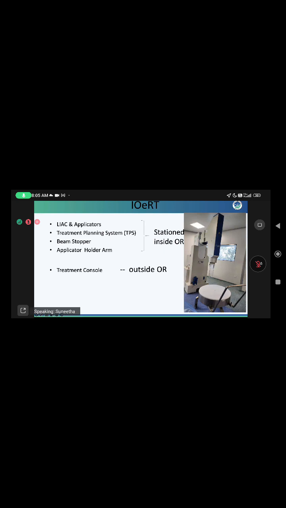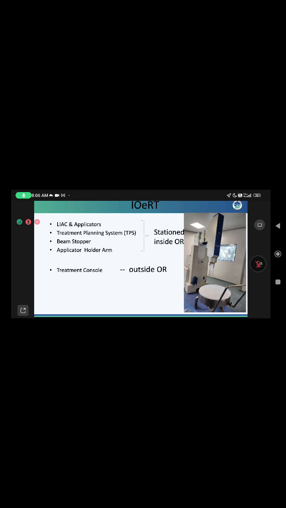And this is the LIAC machine, which has 4 energies of electron, and this is the applicator. The applicator comes in different sizes ranging from 3 centimeter to 10 centimeter with different bevel angles: 0 bevel, 15 bevel, 30 bevel and 45 bevel. Combining all these permutations and combinations, about 60 odd applicators are available for us to deliver intraoperative electron radiation therapy.